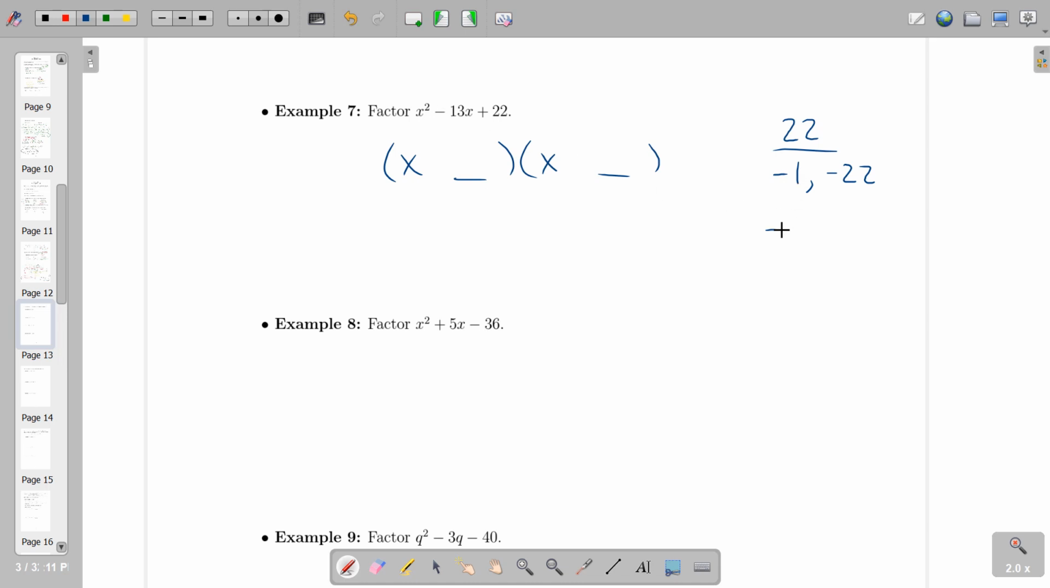That doesn't work though, so let's try negative 2 times negative 11. Ah, that'll do it, right? Negative 2 plus negative 11 does equal negative 13, like I have here. So then I know it should be minus 2 minus 11.